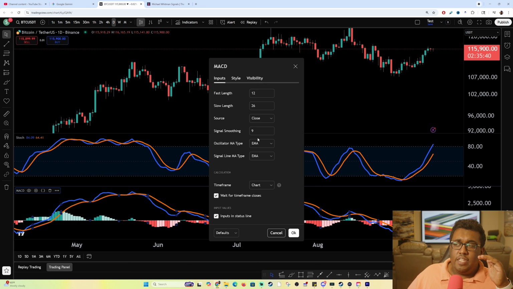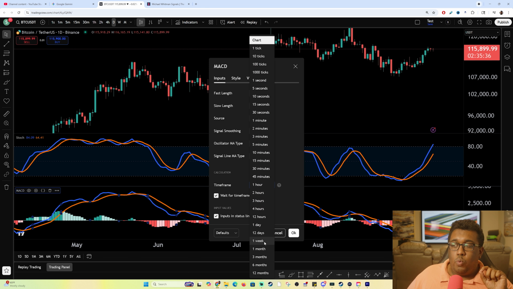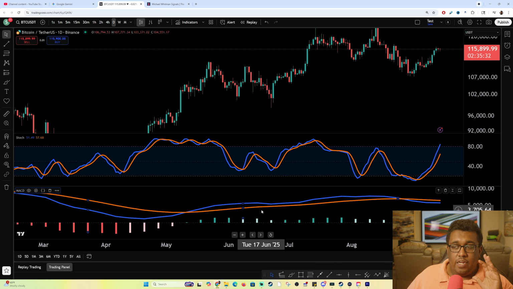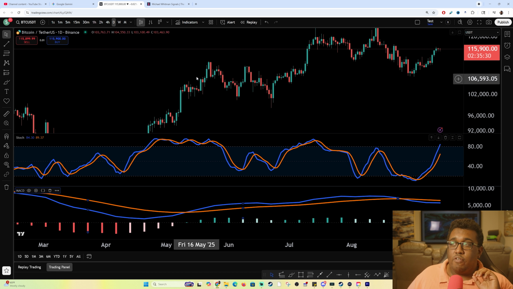Next step for inputs. You don't have to change anything on the top, but go to time frame right here and do week. 1 week, all right? It's going to look a little bit funky. I know, trust me, but it's going to work out great in the end.